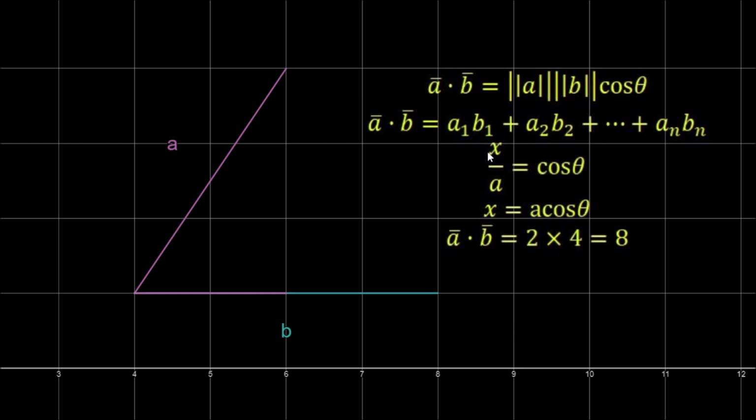And you can see here I've just put the fact that our x upon A is going to be cos theta, so x is equal to A cos theta. So in this little example that we've drawn here, we can see that the dot product A dot B is going to be the length A cos theta, which is our length of 2, times the length of vector B, which is 4. So 2 times 4 is 8.